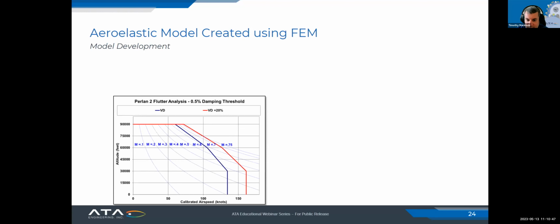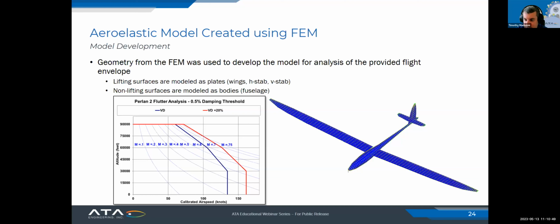To do that analysis, the FEM geometry was used to develop that aeroelastic model. In the aeroelastic model, you use some simplifications. If you have a lifting surface, you're going to model it as a plate. That was the wings, the horizontal stabilizer, and the vertical stabilizer. And if you have a non-lifting surface, like the fuselage, you're just going to model it as a simple body.